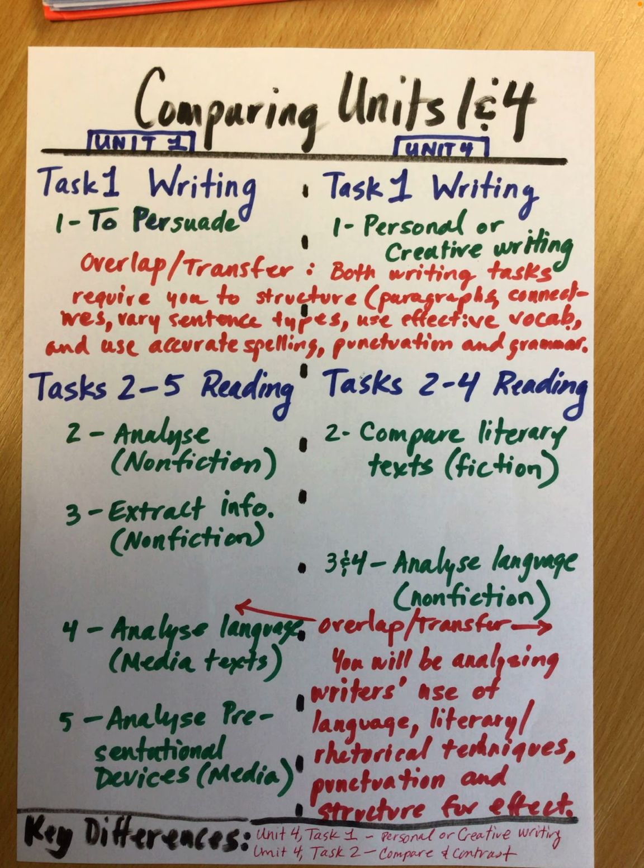The big difference on the Unit 4 exam in Section B is that you'll be looking at fiction, okay? But you're still going to be analyzing the writer's use of language, literary and rhetorical techniques, punctuation, and structure for effect, okay? You might, in addition, talk about characters, atmosphere or mood, and setting, okay? But that's really the key difference on Section B of both exams, okay?